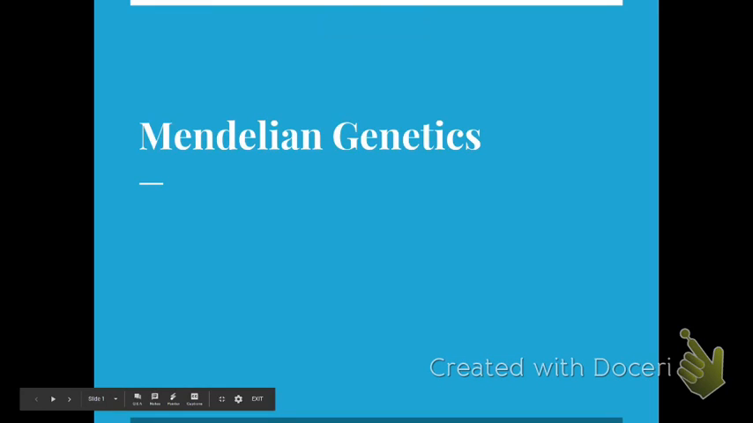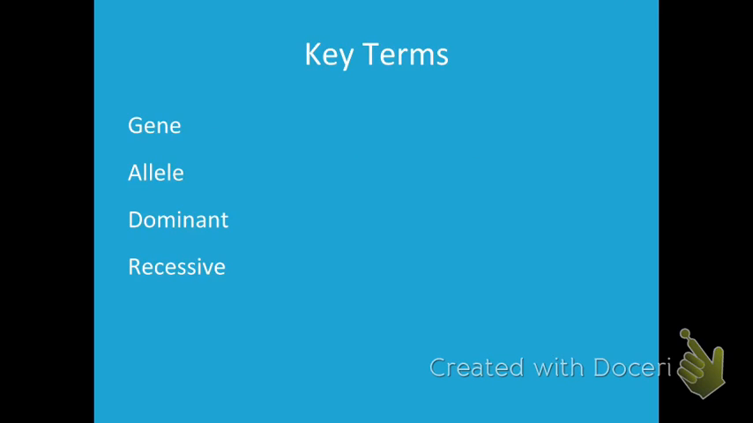All right, today we're going to cover genetics, Mendelian genetics. So Mendelian genetics was discovered by a guy named Gregor Mendel, who was an Austrian monk. He used pea plants to figure out how things are inherited, how genes and that kind of stuff are passed on.